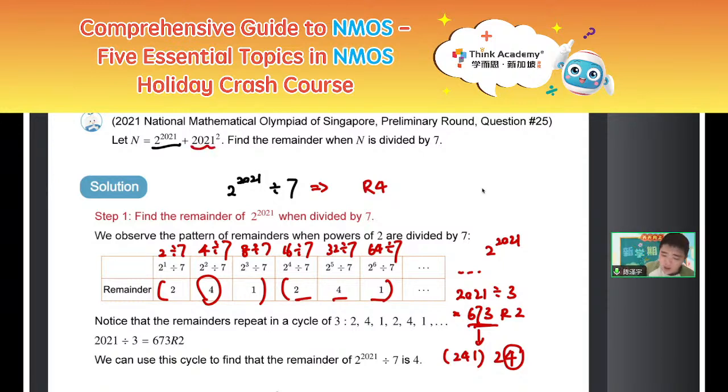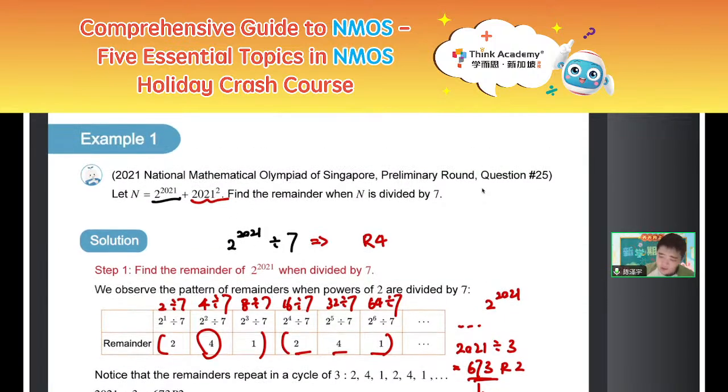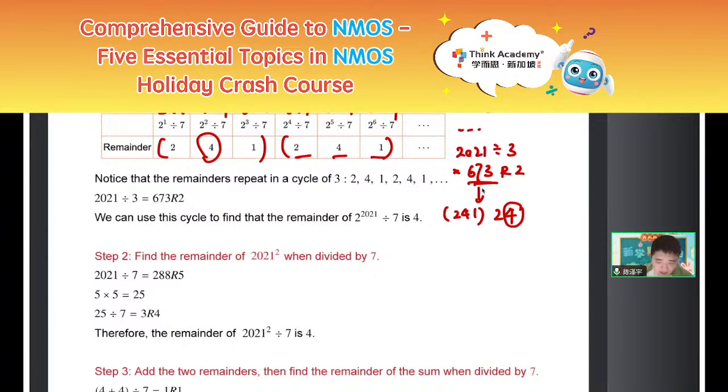Now we're not done with the whole question because we still have the 2021 squared to determine. All right, what is the remainder of 2021 squared divided by 7? Now, I don't think that you really want to calculate what is 2021 divided by 7. But here, what do we have? We have a multiplication, right? Just now we said the remainders can be multiplied together. So actually, you can make it simpler.